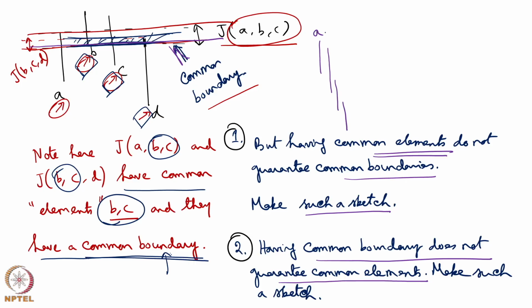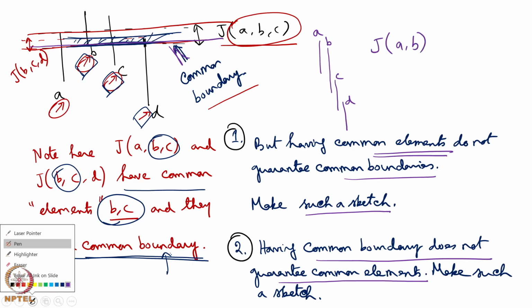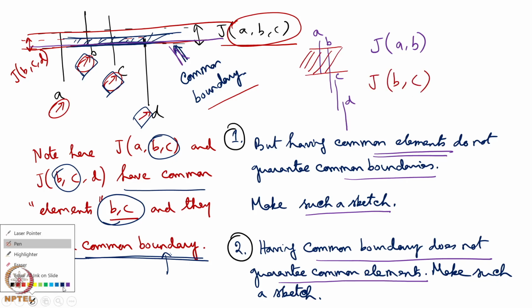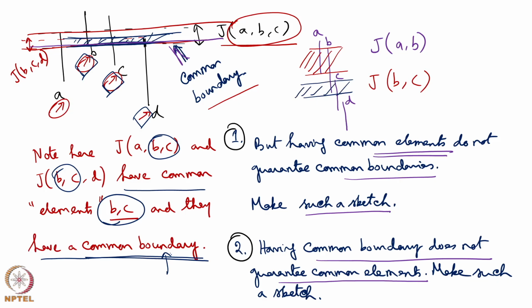So, I am starting. This is taxon A, taxon B, taxon C and taxon D, and I can write here J A,B is given by this portion, and I can write J B,C is given by this, and you can clearly see that J A,B and J B,C do not have a common boundary. They even do not share a common region, even though the element B is common. This is a common sense thing, just putting some symbol and trying to explain.